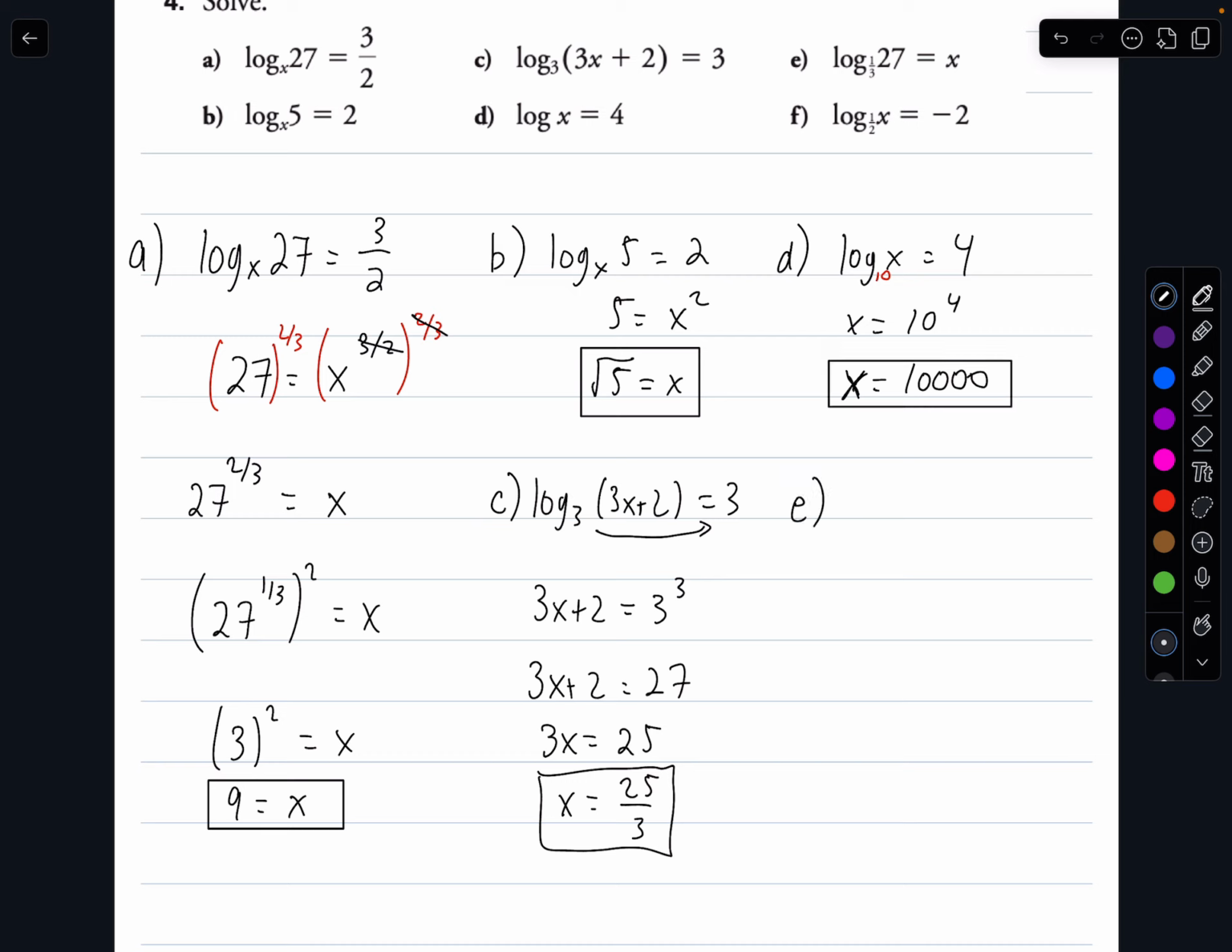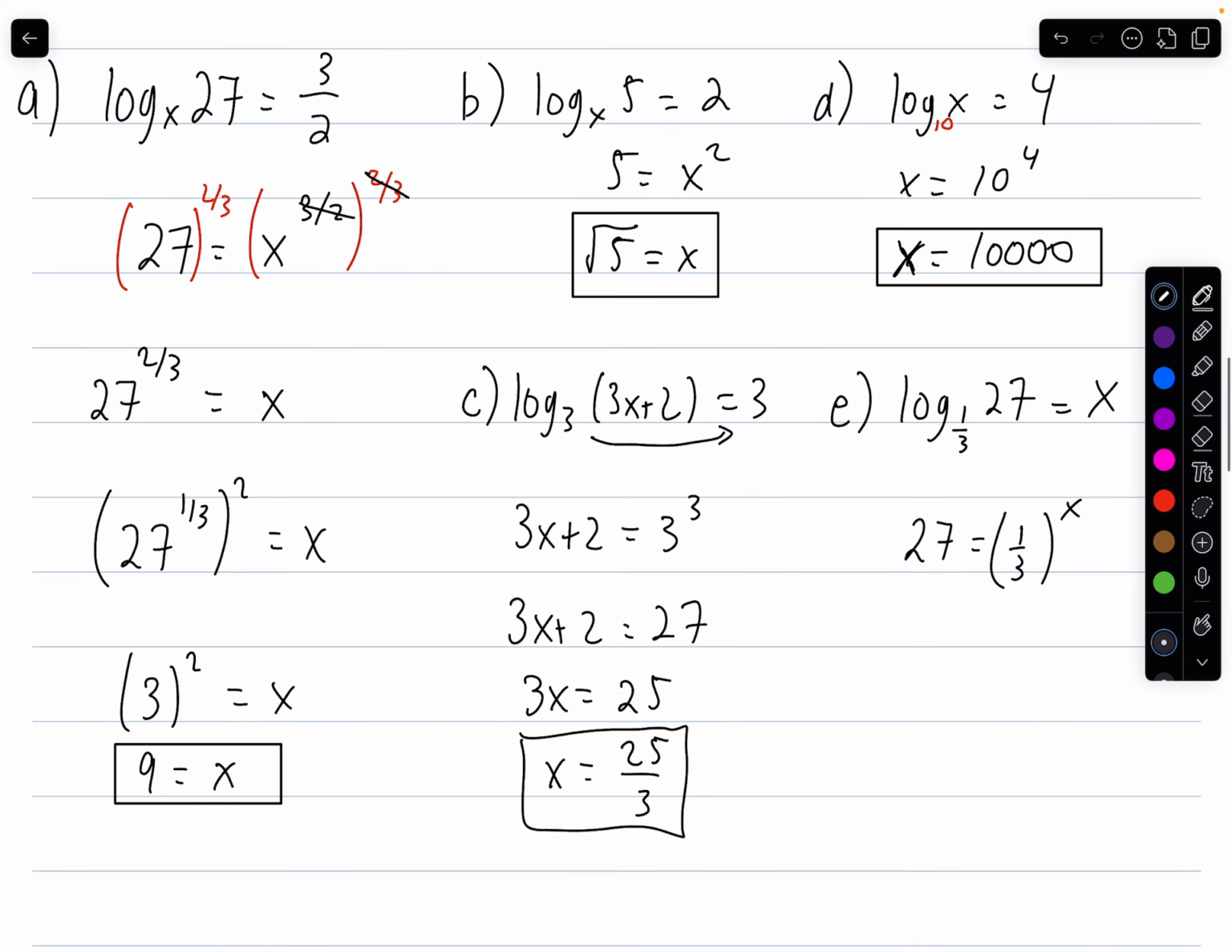Great. Let's look at question E. We have log base 1 over 3 of 27 equals x. So this one is a little bit interesting because the base is 1 over 3. So over here, what I'm going to do is I'm going to say 27 is equal to 1 over 3 to the x.